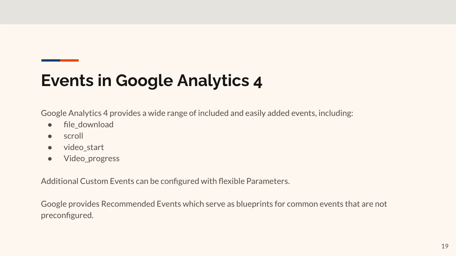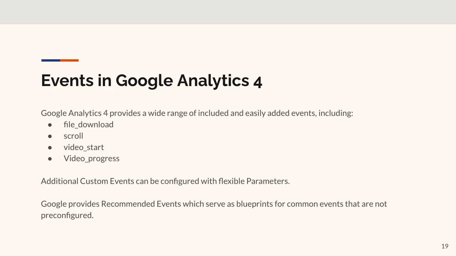So events in Google Analytics 4 have a wide range of included and easily added events. File download, scroll, video start, video progress. And then you can configure additional custom events. And all of the parameters are flexible. So you can have events with 5 parameters, with 1 parameter. So it requires a little bit of thought, but you've got a lot more flexibility than you had under Universal Analytics.